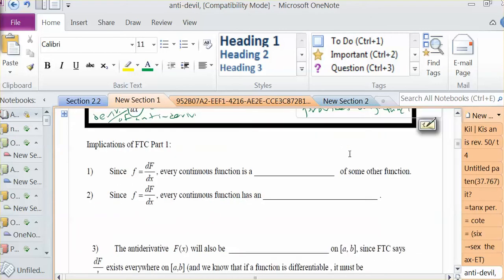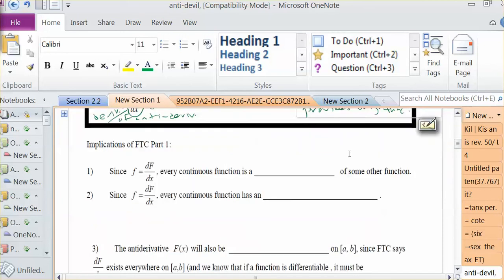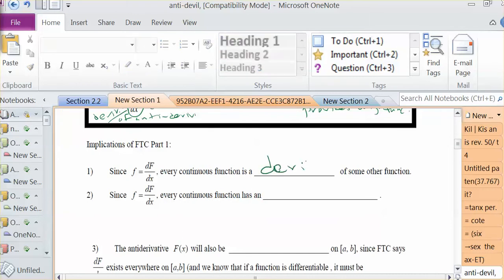So there are some implications behind this. Since we did say that our original function is a derivative of the antiderivative, then every continuous function will be a derivative of some other function. Some of these implications are a bit abstract, so it might take a while to sink in. But again, if you have a nice continuous function, apparently this function here is a derivative of some other function.